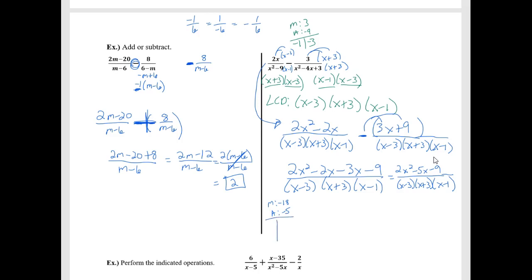So let's see, the factors of 18 are 1 and 18. Can't get 5 out of that. 2 times 9, cannot get 5 out of that. And 3 times 6, can't get 5 out of that. Those are the only factors, so I cannot factor this any further. This is as far as we can go.